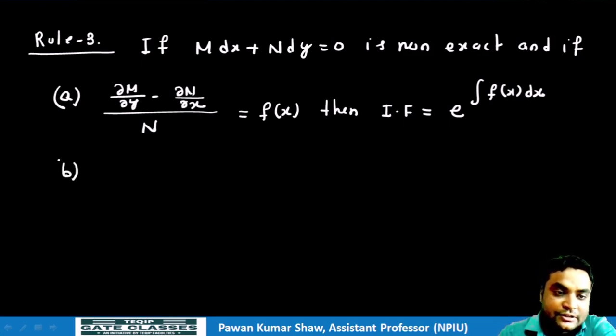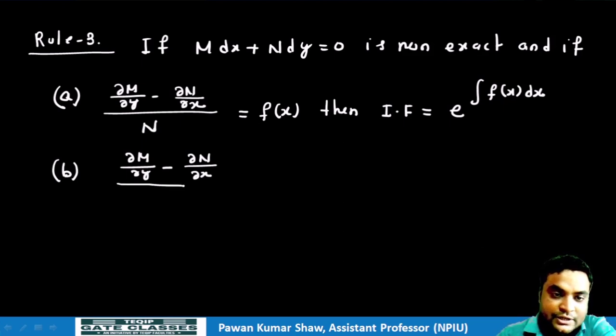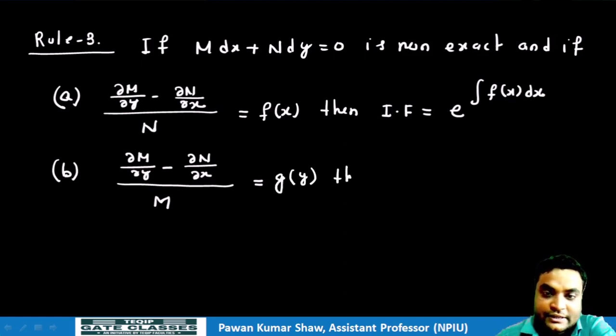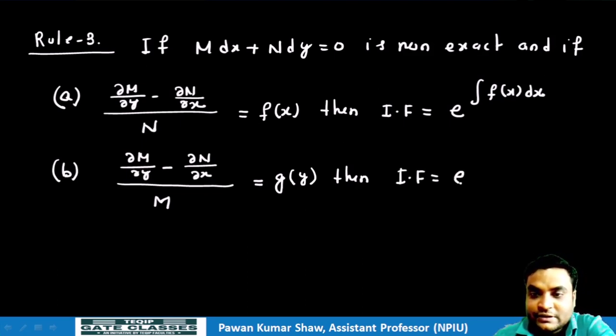And the second situation is like this: if you calculate del M by del y minus del N by del x and divide the whole expression by M, the coefficient of dx, and this quantity is in terms of the variable y only, that is, a function of only y, in that case the integrating factor will be e to the power of minus the integral of g(y) dy.